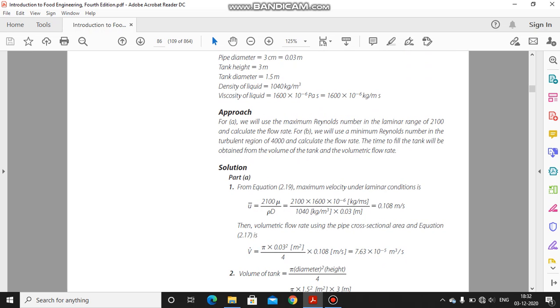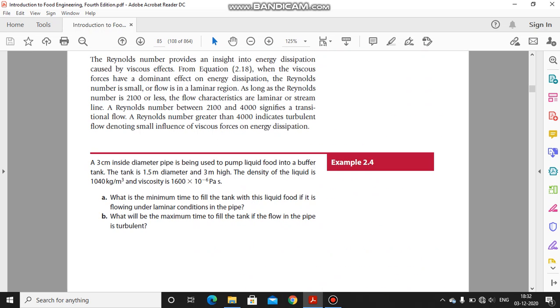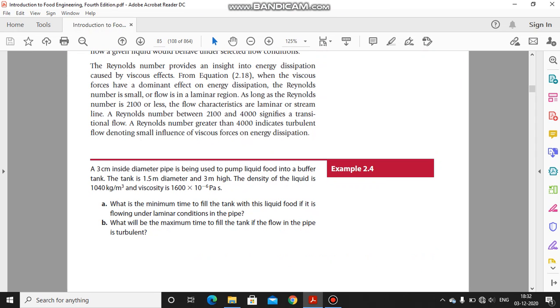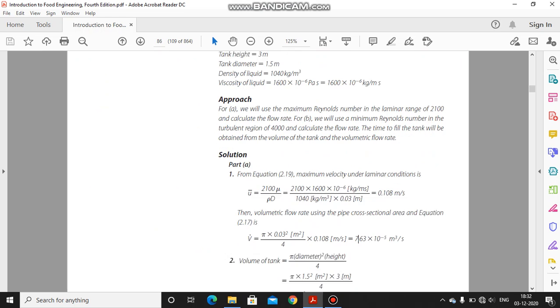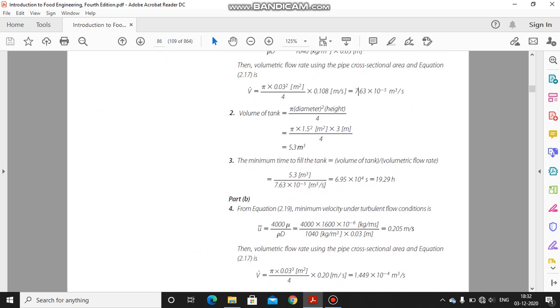So here we have used a different approach to determine the time required to fill a tank based on the Reynolds number. Now we will solve the remaining part, that is the second part. What will be the maximum time to fill the tank if the flow in the pipe is turbulent? Now the flow in the pipe is turbulent, so how can you proceed? In part B you can take the Reynolds number as 4000 because the flow is turbulent.